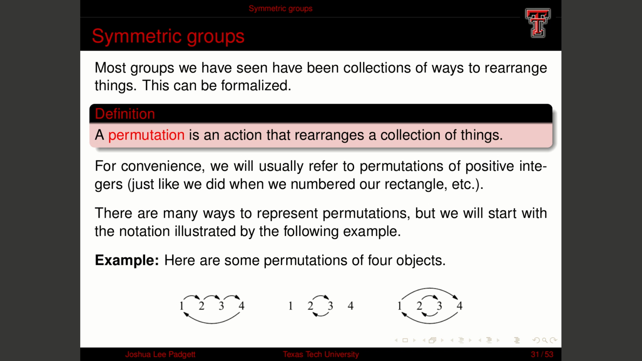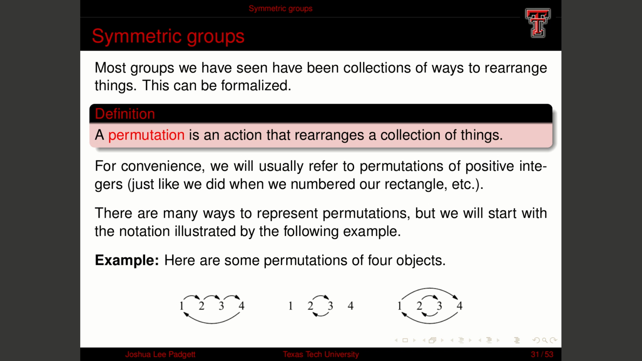So the idea is I can rearrange 1, 2, 3, 4 by sending 1 to 2, 2 to 3, 3 to 4, and 4 to 1. So the set 1, 2, 3, 4 gets permuted to the set 4, 1, 2, 3. I can send the set 1, 2, 3, 4 to the set 1, 3, 2, 4, or I can send the set 1, 2, 3, 4 to the set 4, 3, 2, 1. All right? So now there are all kinds of permutations. These are not the only permutations of the numbers 1, 2, 3, and 4. These are just examples.